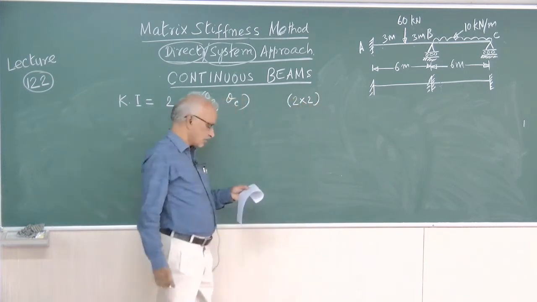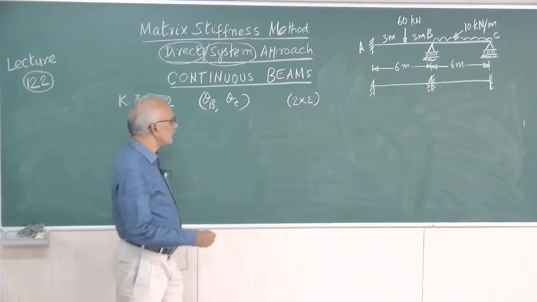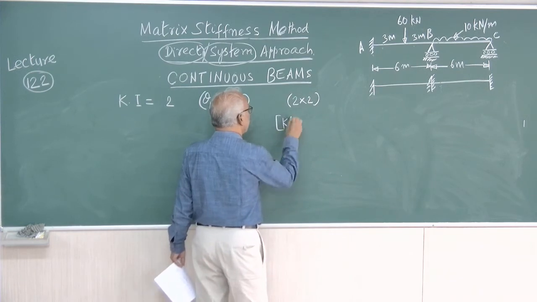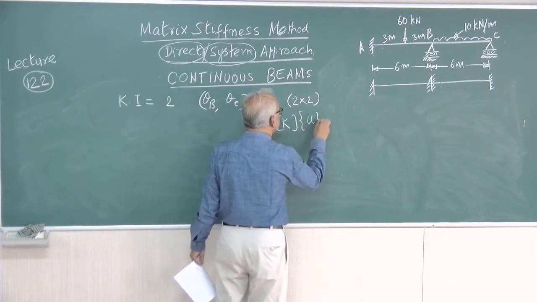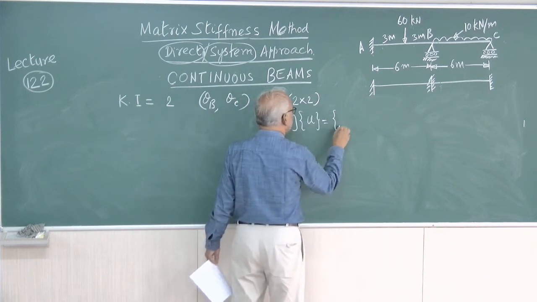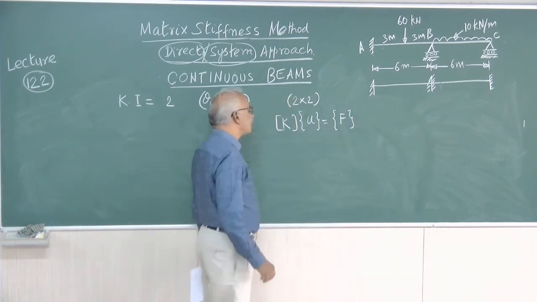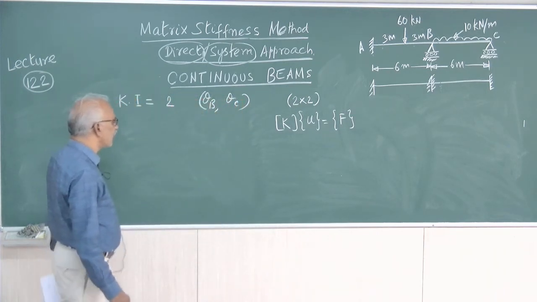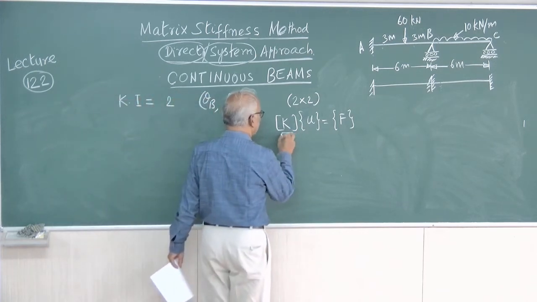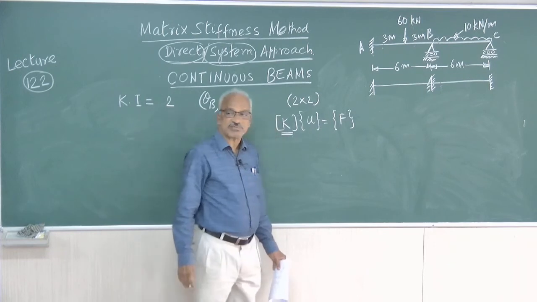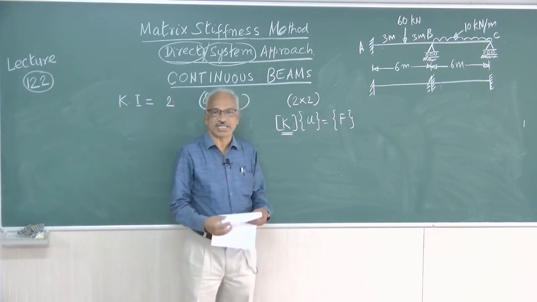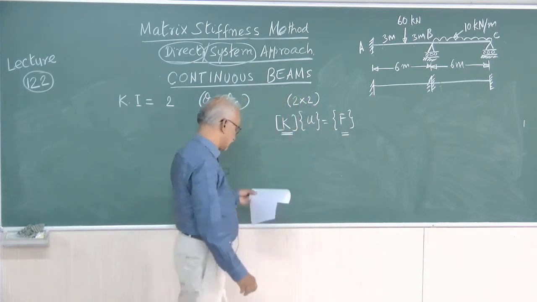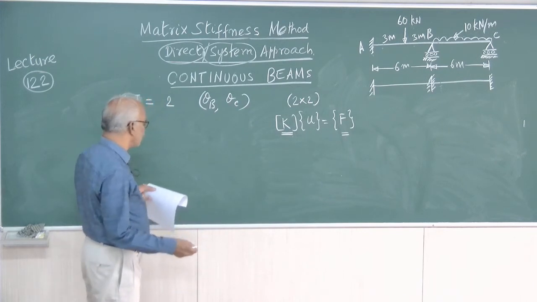Now, we know it is K into U equal to F of F minus F naught. K is the stiffness matrix, U is the unknown displacements. This is the equilibrium equation. Now we have to get the stiffness matrix. Here the stiffness coefficients will be force quantities, and the right hand side is also force quantities. Now we will gradually do the problem.